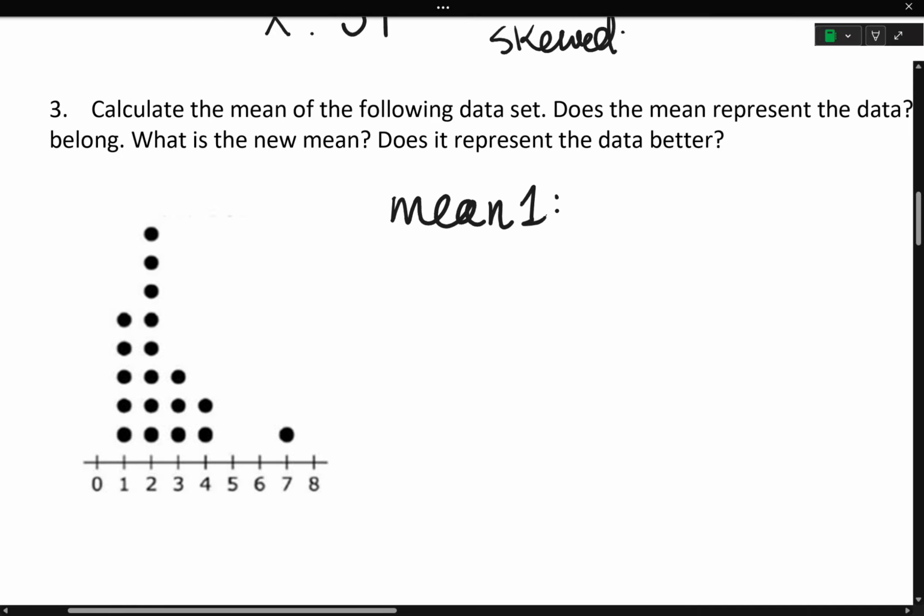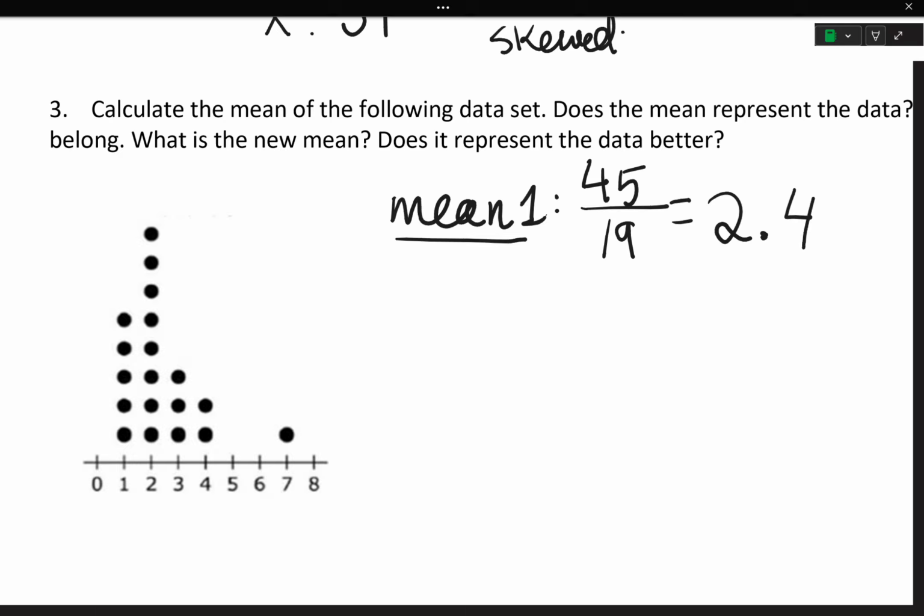So mean 1. I'm going to add up all the numbers. Each dot represents how many times a 1 or a 2 happened. So this one is 5 1s. Then we have 8 2s, 3 3s, 2 4s, and a 7. If I add up all those values, I get 45, and I have 19 dots. When I divide those, I get about 2.4. I think it's like 3.6, but I'm going to round it to 4 for this one.